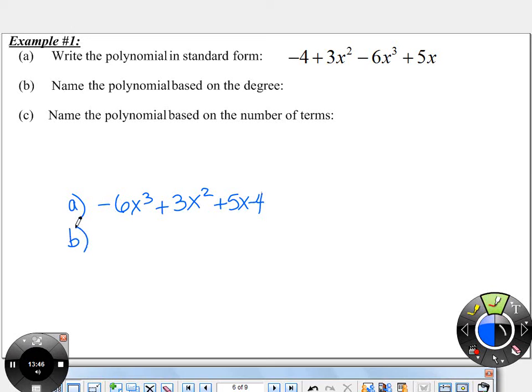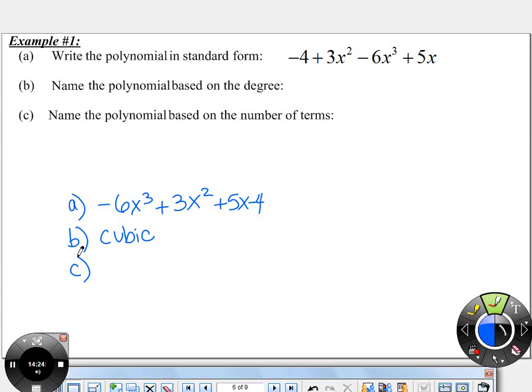Part B says to name the polynomial based on its degree. So this polynomial as a whole has what as its degree? Kira? 3. Good. It's of degree 3. What are we going to name a function based on its degree if it's of degree 3? Sarah? Good. A cubic function. Okay? So this is going to be cubic. Okay? Now there's another way we could name the function. We could name the function instead of by its degree by the number of terms that are in our polynomial. Does anybody know what we would call this based on the number of terms that it has?